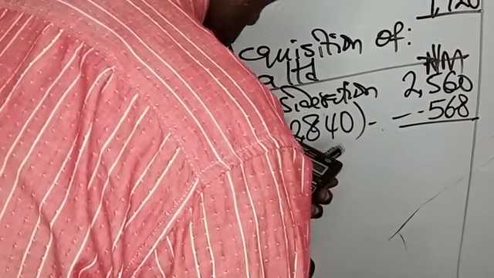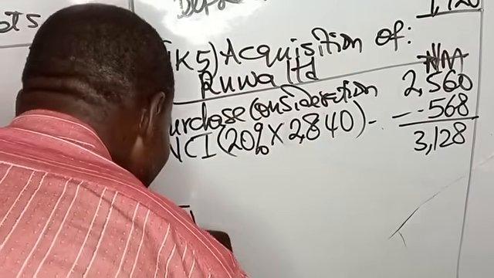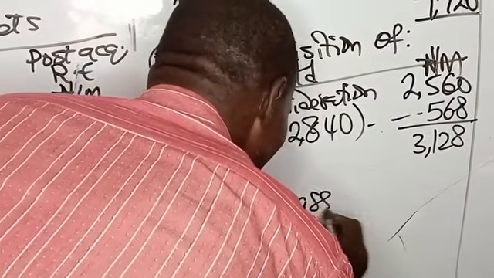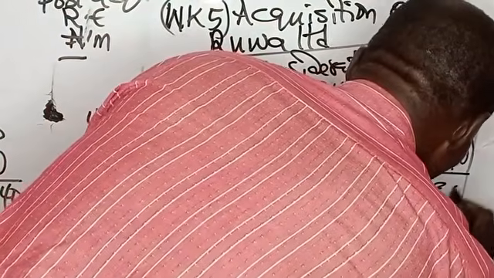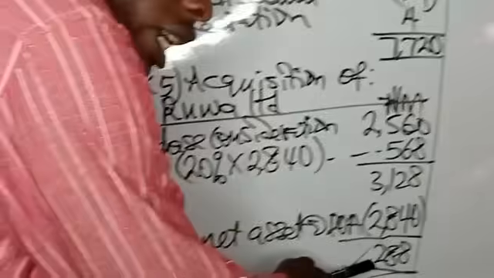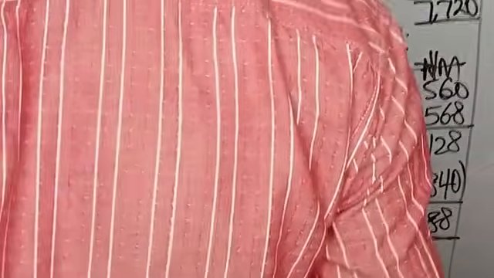So if you add 568 to 2,560, we have 3,128. So we now deduct the fair value of net assets at the date of acquisition, which is the same amount, 2,840. If you subtract 2,840, we have 288. So goodwill on acquisition of Ruwa Limited is 288. Let's calculate goodwill on acquisition of Mili Limited.